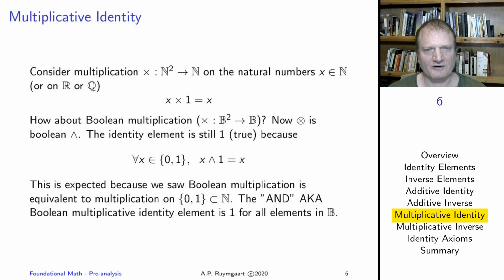Now, how about the Boolean numbers? Remember that we had defined the AND operation as Boolean multiplication, and we saw that it is actually equivalent to multiplication on the natural numbers if we restrict ourselves to the numbers 0 and 1. So it is in fact also the case that the element 1 in the Boolean domain is the AND identity, or the multiplicative identity. So it holds true for Boolean numbers as well.